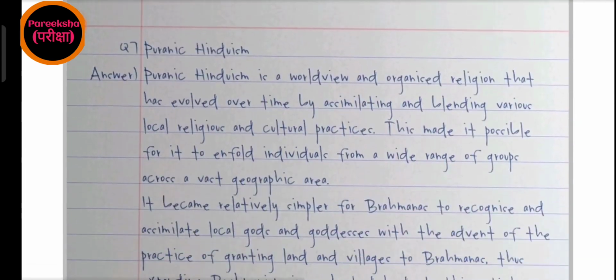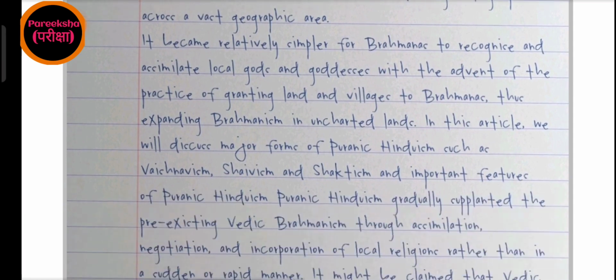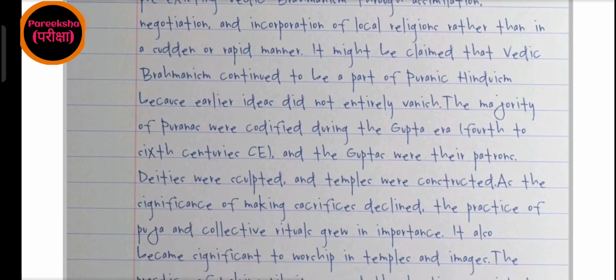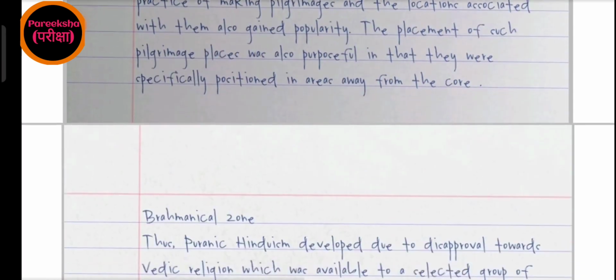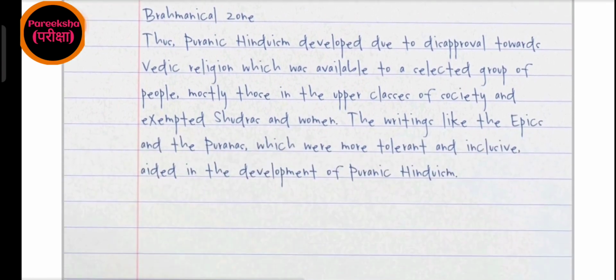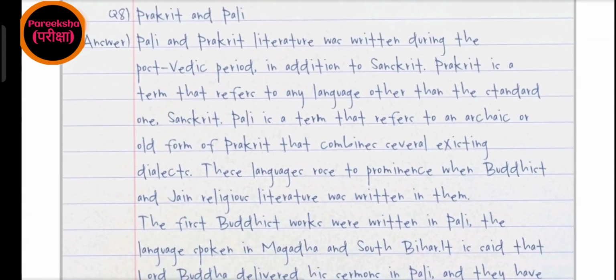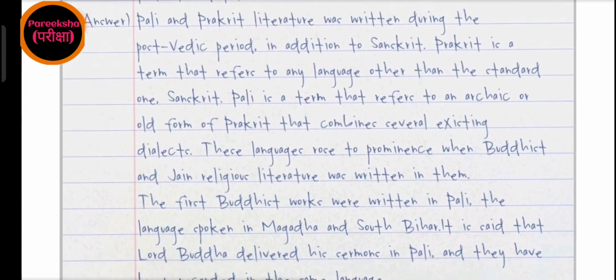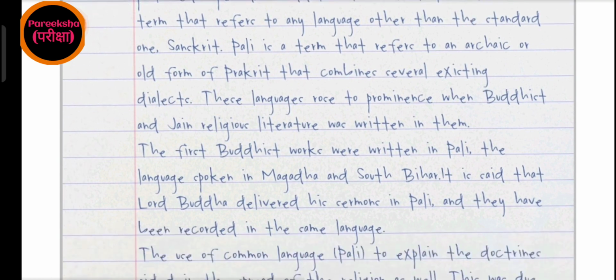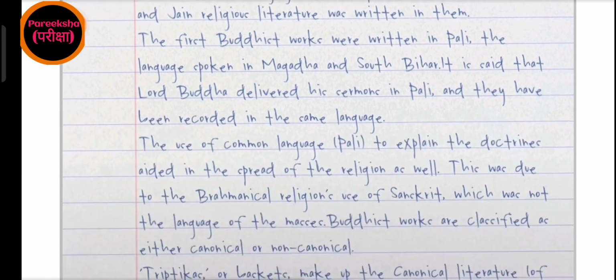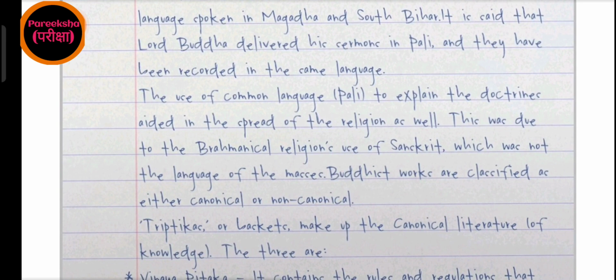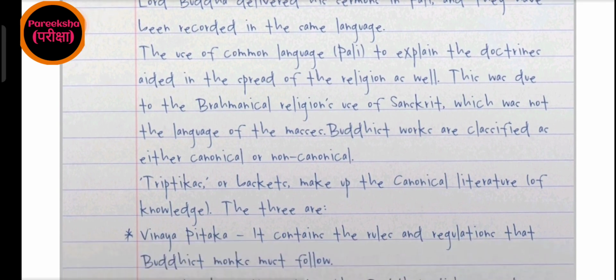Puranic Hinduism. Brahminical zone you can also write in it. Prakrit and Pali. Pali and Prakrit literature were written during the post-Vedic period. Like this you have to write. The use of a common language, Pali, was to explain the doctrine and aided the spread of religion as well.